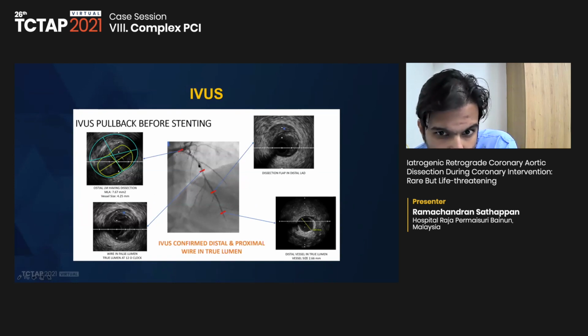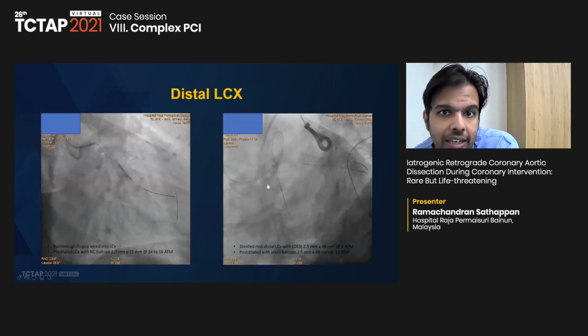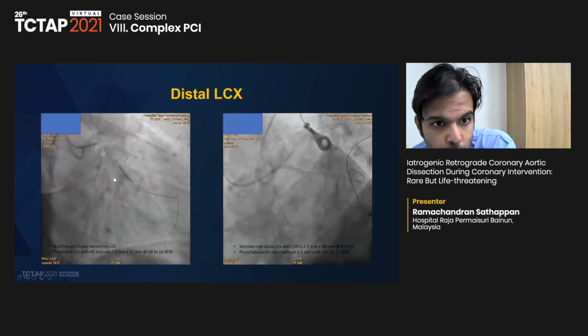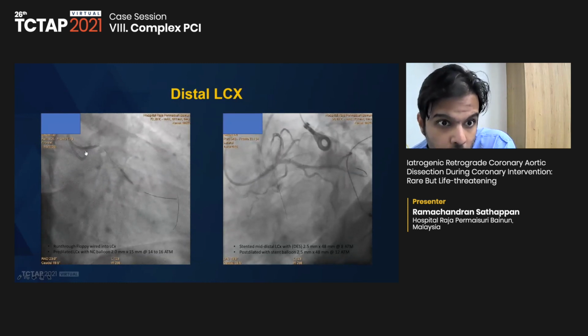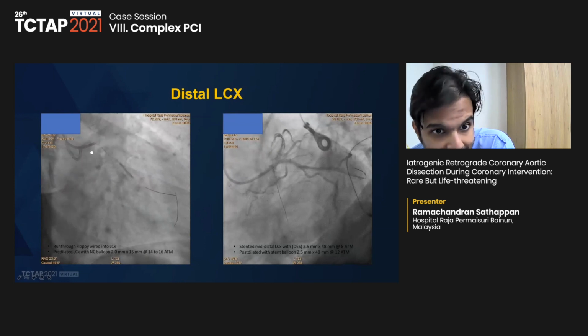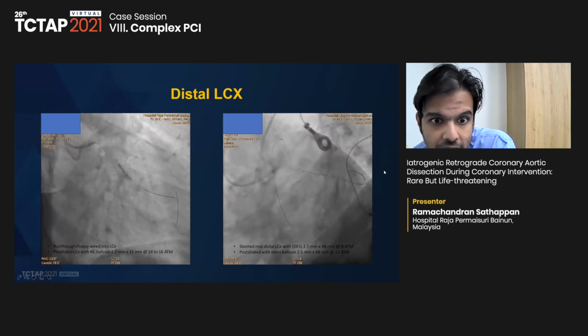Also to note that at the point where we crossed the CTO using wire-based ADR here, our wire was actually in the false lumen here, and the true lumen was here at the 12 o'clock. However, we made sure that the wire is definitely in the true lumen from here to here and here to here. And then, of course, we had to treat the distal circ lesion before we could actually do the left main LAD, or else getting a stent into this circ is going to be very challenging. So we pre-dilated the lesion, and then we stented with a 2.5/48 here.